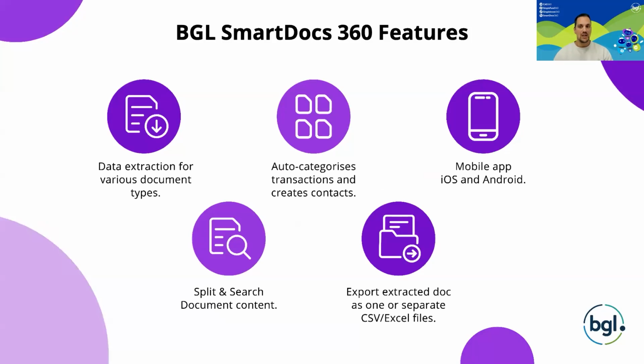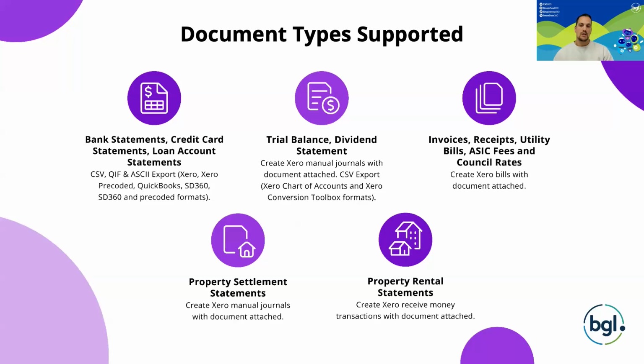Some of the features you can see there: we can extract various document types, which we cover. There's a lot of categorization of transactions and automatically creating contacts, which we'll cover as we go through. The ability to split documents, so I'll show an example of that in the demo here. The different types can be seen on screen. I think I read through those on a prior slide, so I don't want to go through them again. But there are different use cases for the different entity types and different businesses.